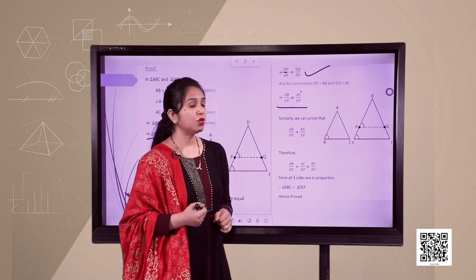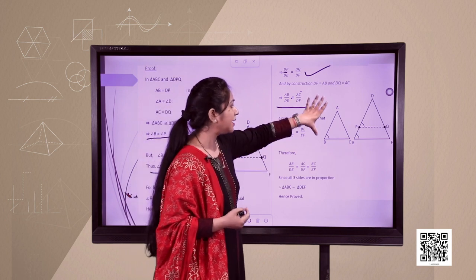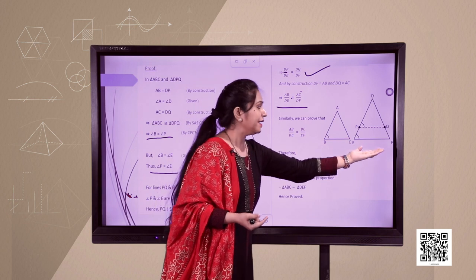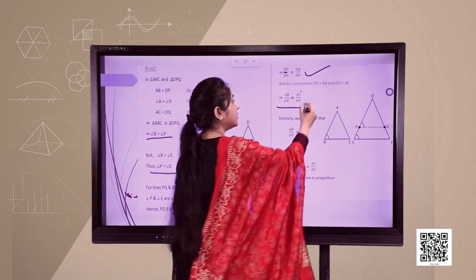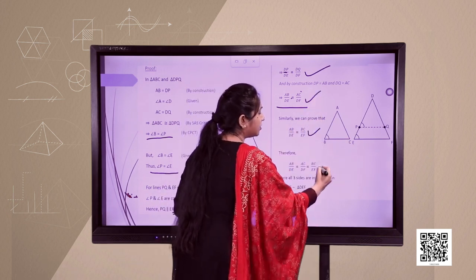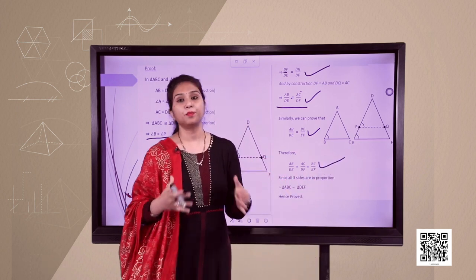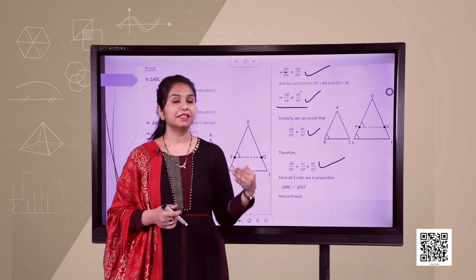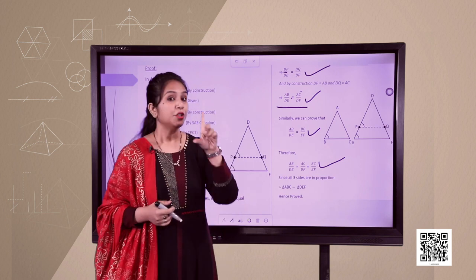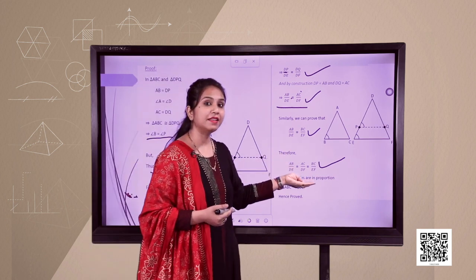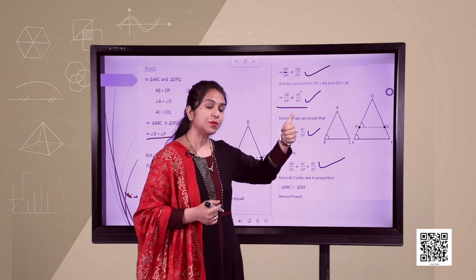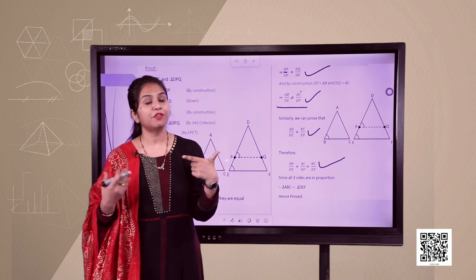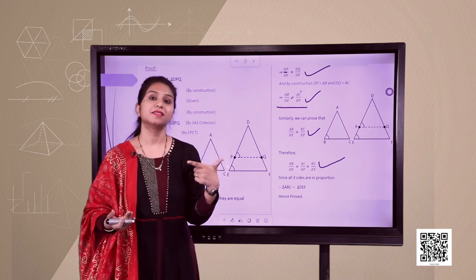Similarly, you can do one more thing. Similarly, you can show that AB upon DE is also equal to BC upon EF. Now, since by using these two things, we can write down that all the three sides are in proportion. So, children, your given condition was that the angles are equal. You have proved that the sides are in proportion. Angles are equal, sides are in proportion. So what can you conclude from here? That the triangles are similar.